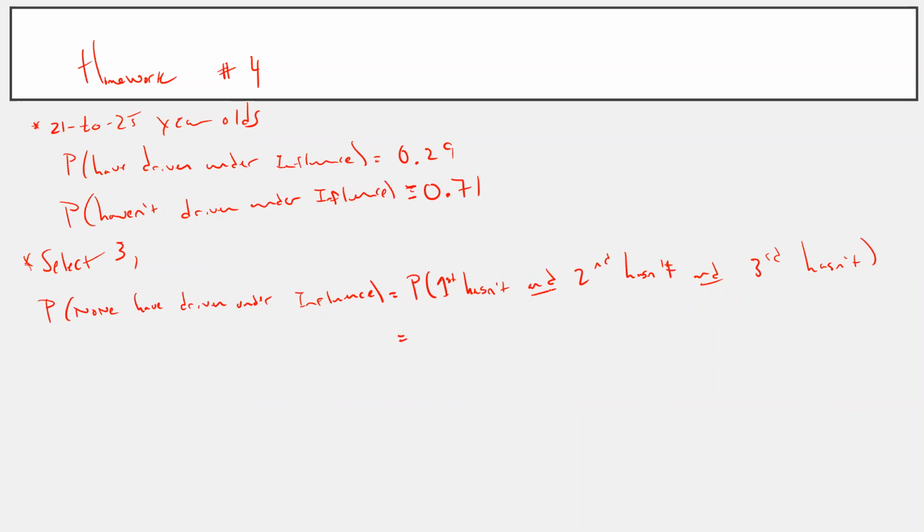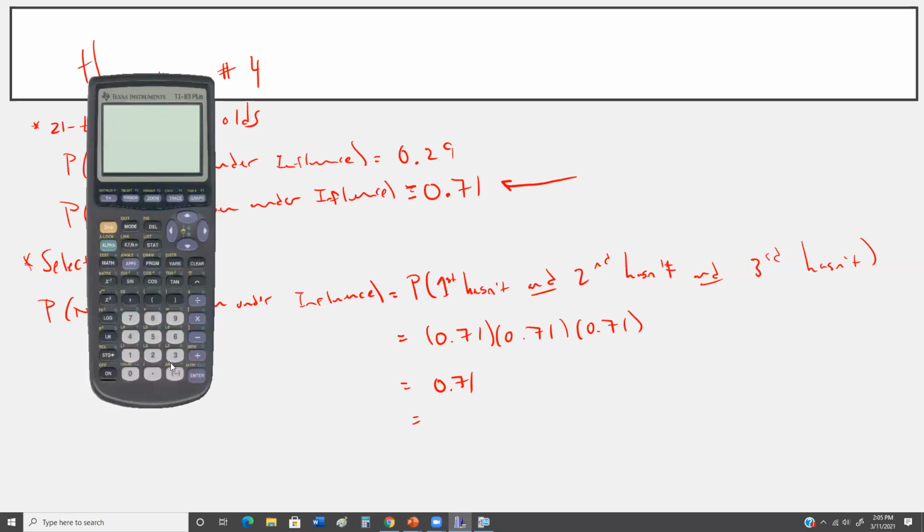Well, look, the and statement implies what mathematical operator here? Multiplication. Yeah. Do I know the probability somebody has not driven under the influence? Yeah, it's 0.71. So this is 0.71 times 0.71 times 0.71. So this is just 0.71 to the third power, which gets you 0.3579.